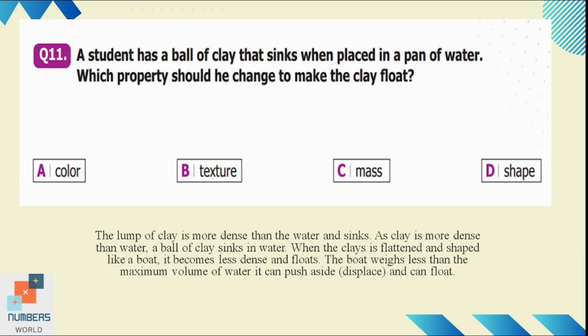The boat weighs less than the maximum volume of the water. It can push aside the water and can float. So option D is the correct option. So shape of the clay can make it sink or float on the water.